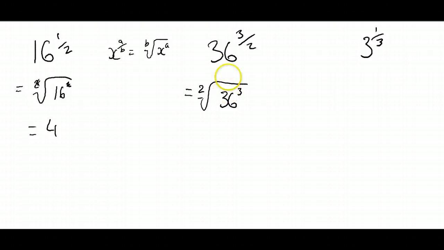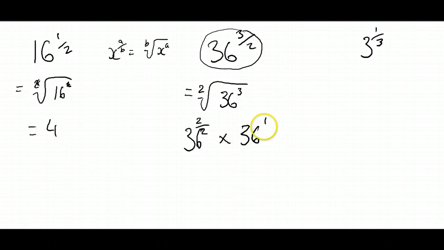Now a little trick we can use to make this problem a little bit easier is to go back a step, go back to this a little bit, and think about this. 36 to the power of 3 over 2 is actually the same as 36 to the power of 2 over 2 times 36 to the power of a half.